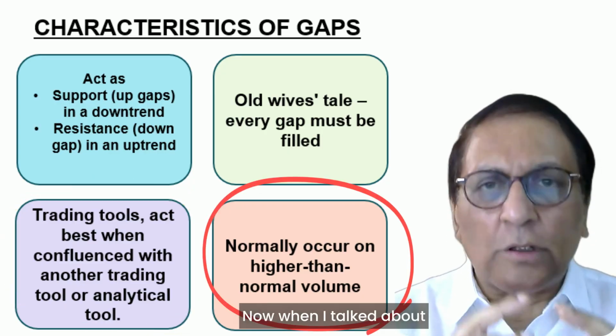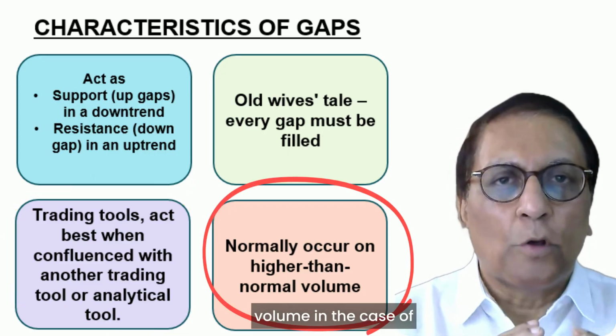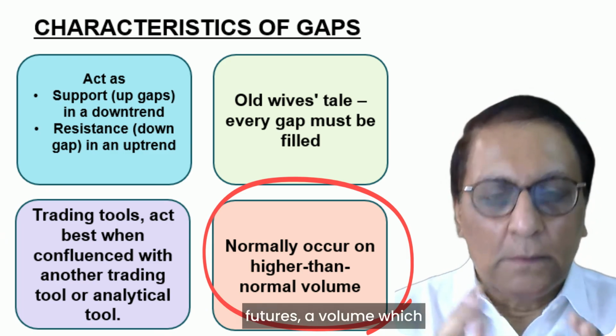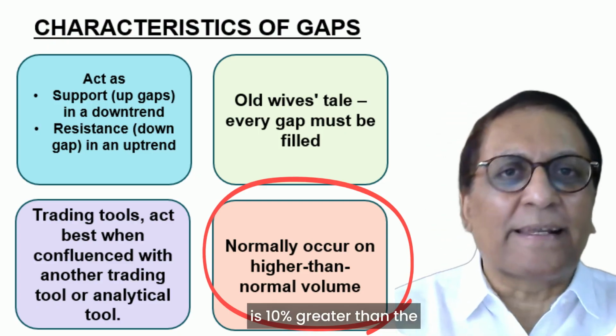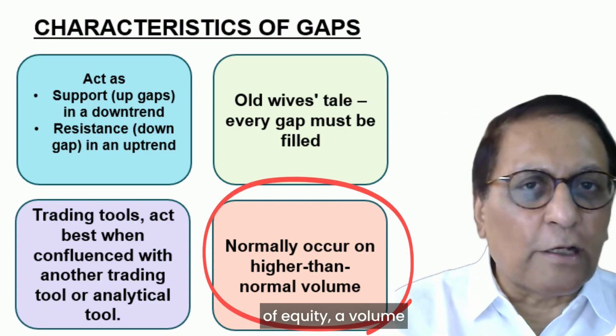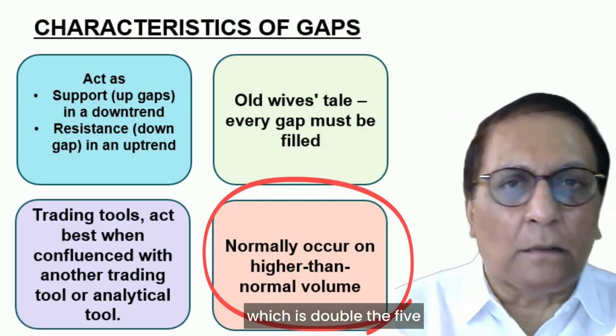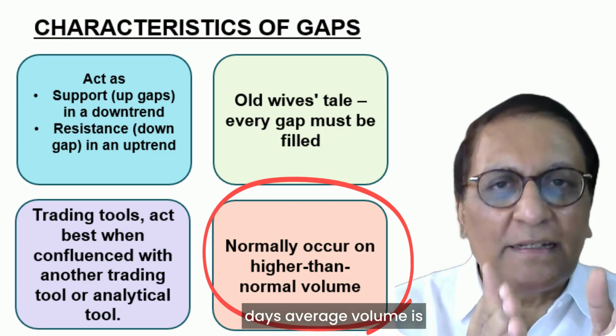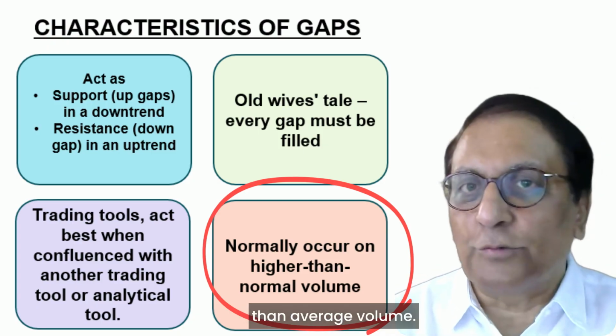Now, when I talked about higher than normal volume, in the case of futures, a volume which is 10% greater than the 5 days average volume, or in the case of equity, a volume which is double the 5 days average volume is considered to be higher than average volume.